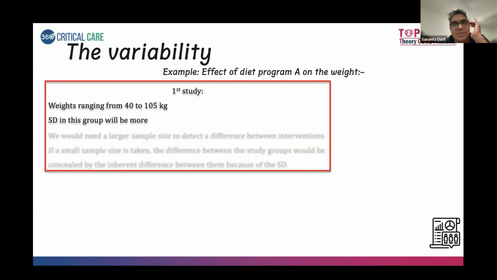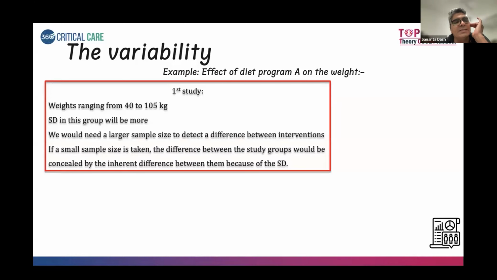So the standard deviation in this group will be bigger, because the mean plus the standard deviation will be very big. Now we need a larger sample size to detect a difference between the interventions in this case. If a small sample size is taken, the difference between the study groups would be concealed by the inherent difference between them because of the standard deviation.